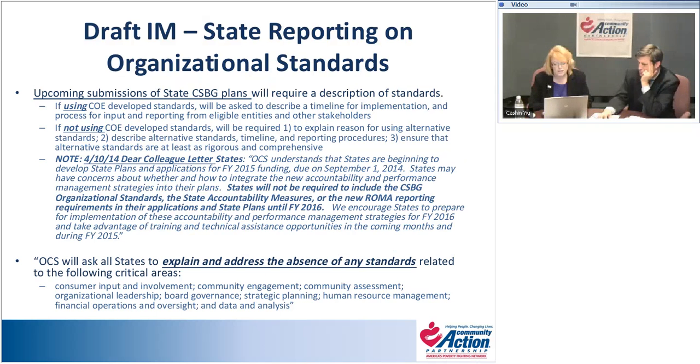If using the COE standards, states will be asked to describe a timeline for implementation and process for input and reporting from eligible entities and other stakeholders. Timeline, process, collaborative rollout. If they're not using the standards, however, they will be required to explain a reason for using an alternative set of standards, describe those alternative standards, timeline, and reporting procedures, and ensure that those standards are at least as rigorous as the proposed Center of Excellence organizational standards.